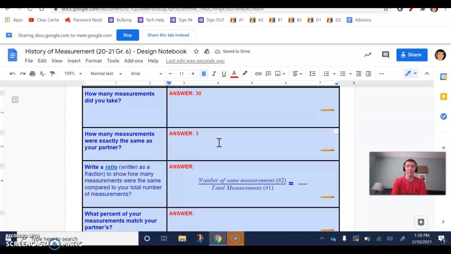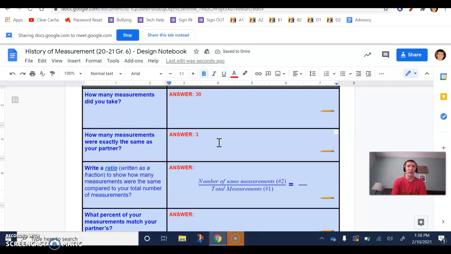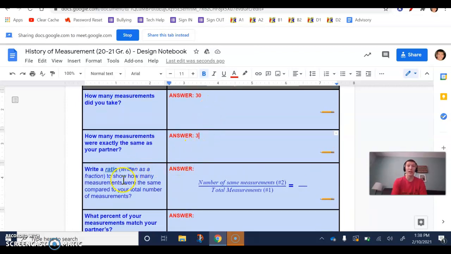are the exact same. So the next question then is going to be comparing those answers here, and we're going to write it as a ratio, which is a fraction, and to show how many measurements were the same compared to how many total measurements you took. So again, this may be different for everybody. You have to look at the answers you did right up above here. How many were the same? Well, that's your answer to number 2. I did 3 of them that were the same. And then how many measurements were taken? That's my answer to question number 1, 30. So my ratio is 3 out of 30 measurements were the same.